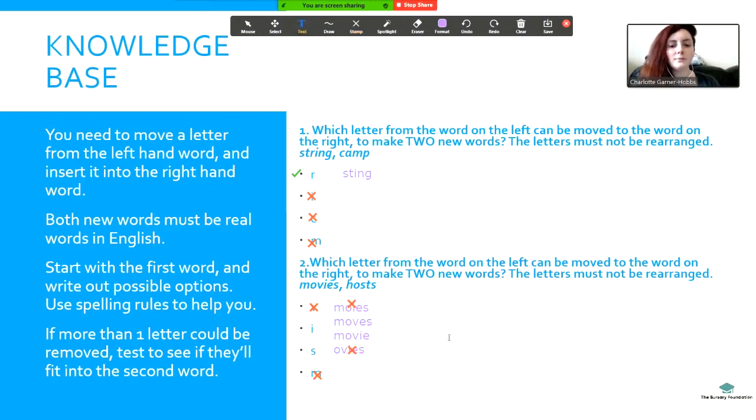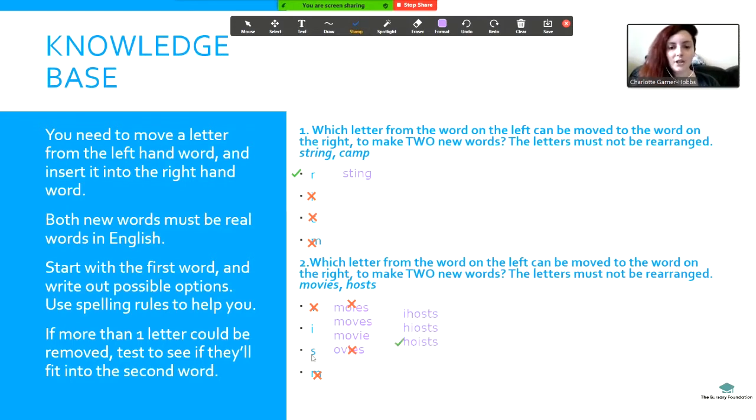So if I wasn't completely sure, what I'd do is start writing out or typing out places where the I could go. I know that I'm not allowed to move any of the other letters, so I'm just inserting the I into new positions. So I'd have I hosts, that's not a word. Hiosts, still not a word. Hoists, okay, that does make a word, so that's a pretty good shout for us. So I know that that's all correct because I found a possible option here.